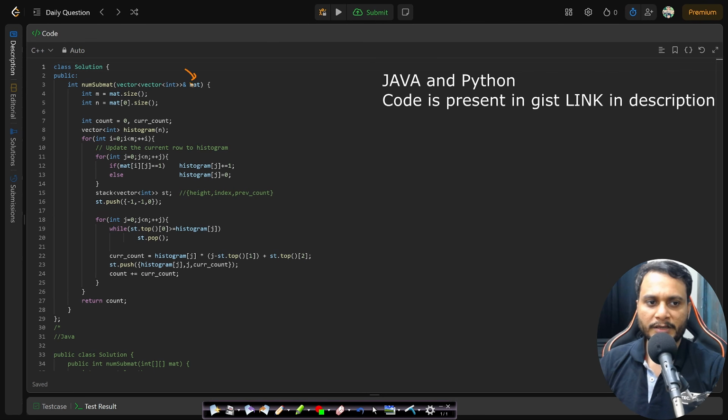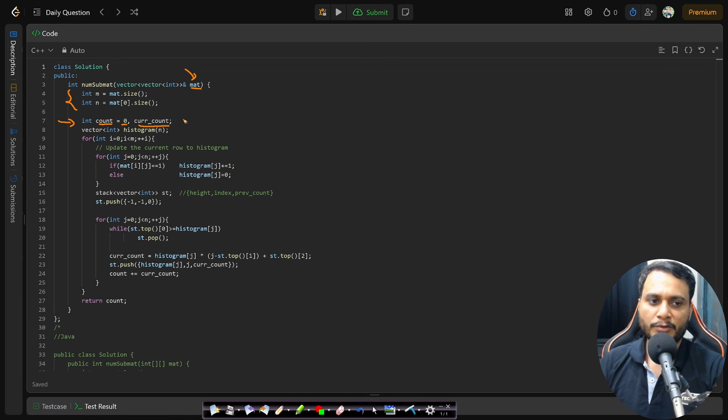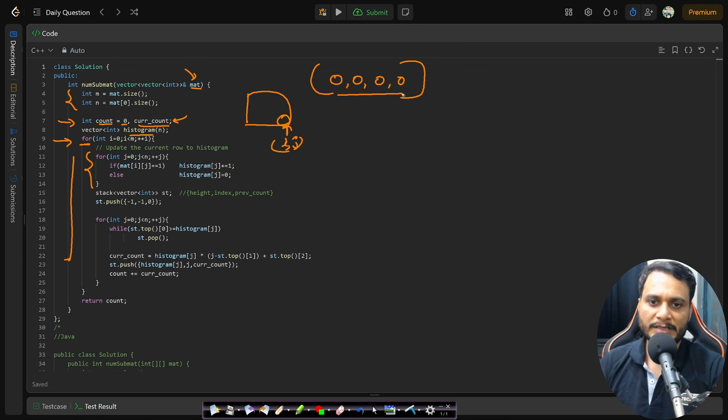In this problem, we are given the matrices. I have found the rows and columns and initialized the counter, which is the total counter, to 0, and the current counter, which will be counting the number of valid submatrices ending at any index i, j as the bottom right corner. Okay. Now we will be taking the histogram of n size, which is the number of columns, and initialized with all 0 values by default. Now we will be iterating for each of the rows. Now for each row, the first job is to update the histogram height, and that is what is done here.